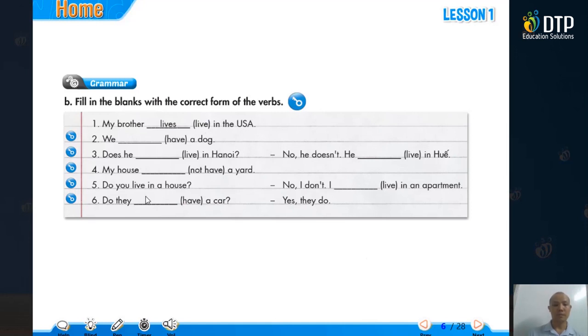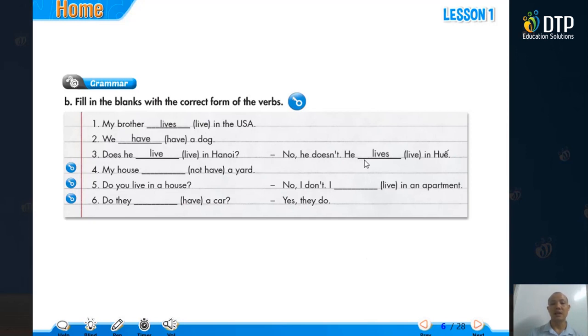Chúng ta cùng làm bài tập. Câu số 2. We have a dog or haves? Have, bởi vì chữ we chúng ta sẽ dùng động từ nguyên mẫu không chia. Câu số 3. Does he live in Hanoi or does he lives in Hanoi? Which one do you choose? Live or lives? Live, that's right. Bởi vì đây là câu hỏi và mình vẫn mượn trợ động từ does, nên động từ mình sẽ để nguyên. Và khi mình trả lời no, he doesn't.